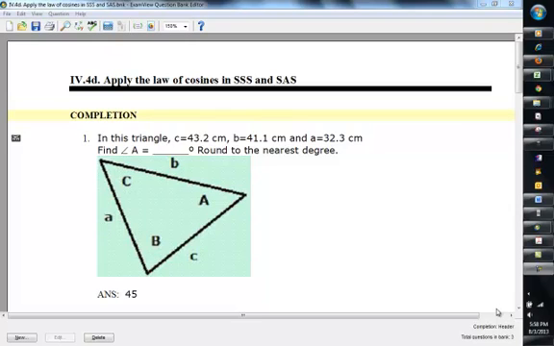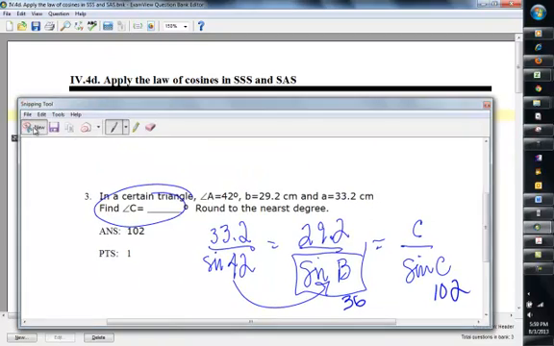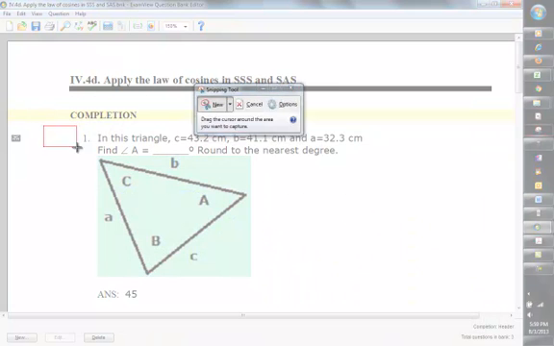This is lesson 4.4. Apply the law of cosines in side, side, side, and side angle side triangles. If you can, use the law of sines, but if the law of sines doesn't have the parts necessary, then the law of cosines is the way that you'll have to go. Let's look at this first one and I'll show you what I mean.